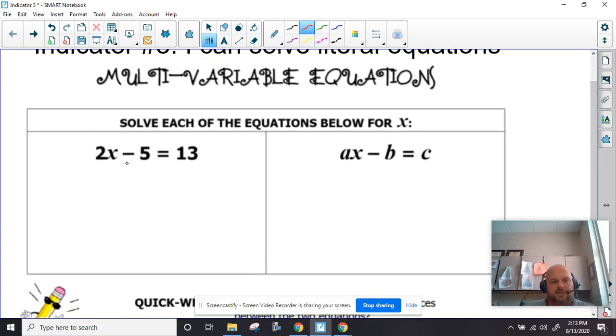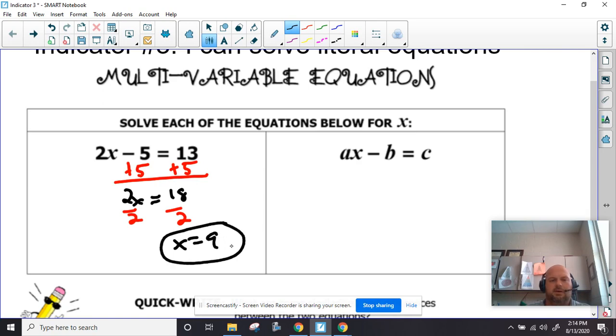If we were to solve this right here, we would subtract 5. Well, equals 18. And then we would divide by 2. All right. X equals 9. Now, we're supposed to solve both of these for x.